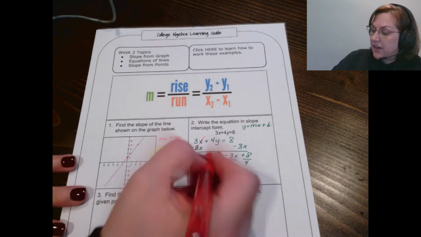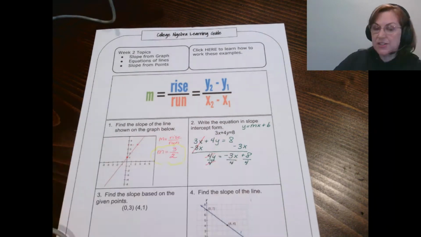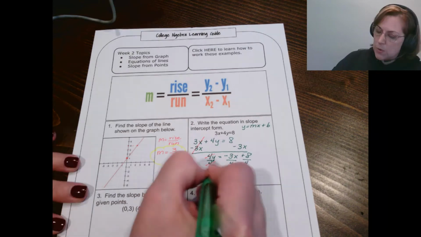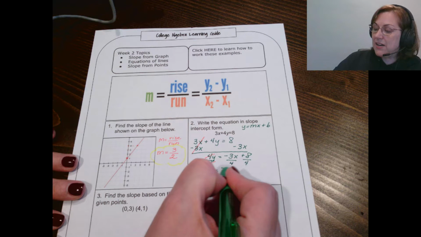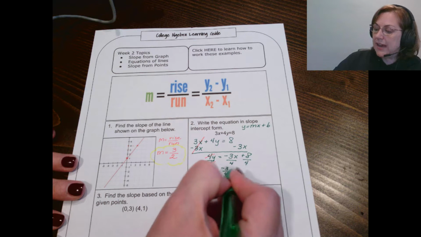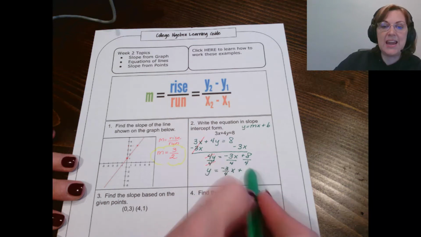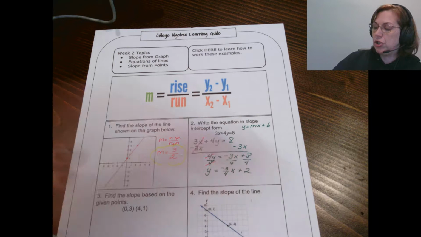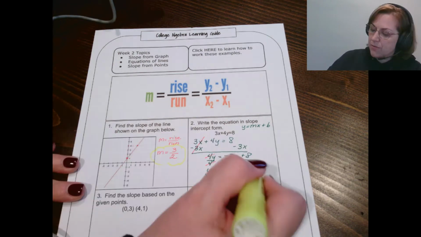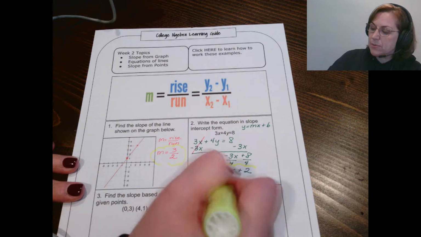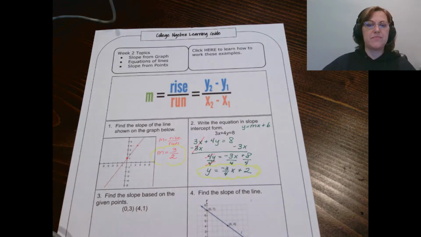The reason I do that is because it's easier to see things cancel. So now I have y equals, this becomes negative 3/4 x plus, and then 8 divided by 4 is 2. And now I have written it in slope-intercept form. I have it in my y equals mx plus b form.